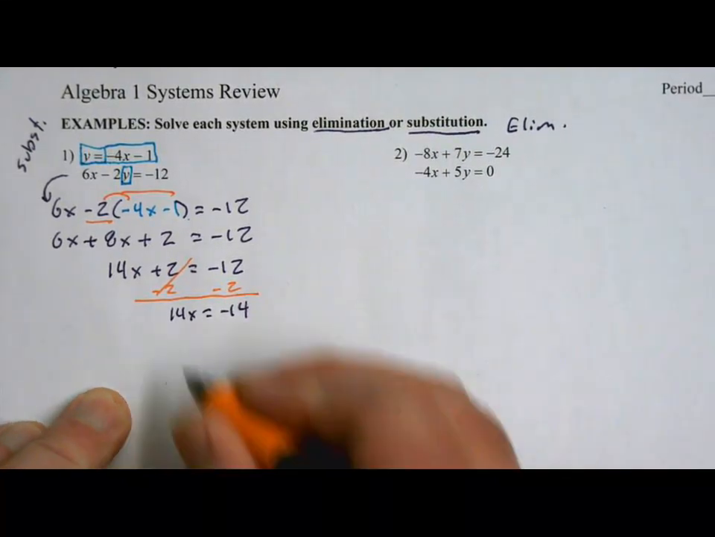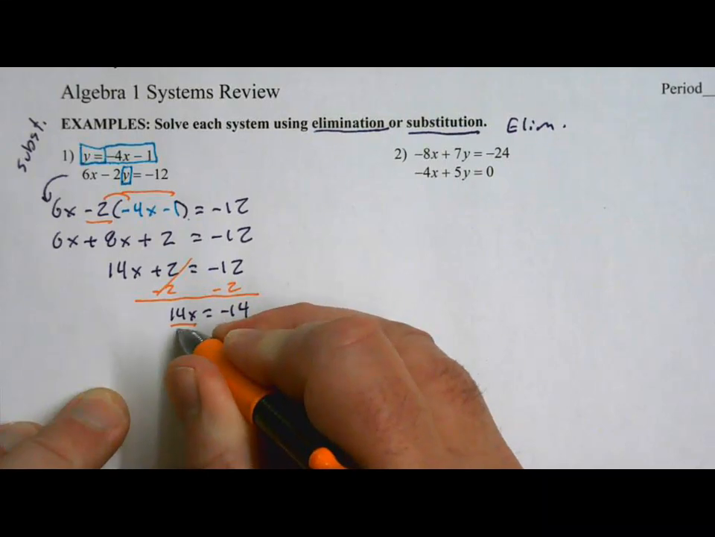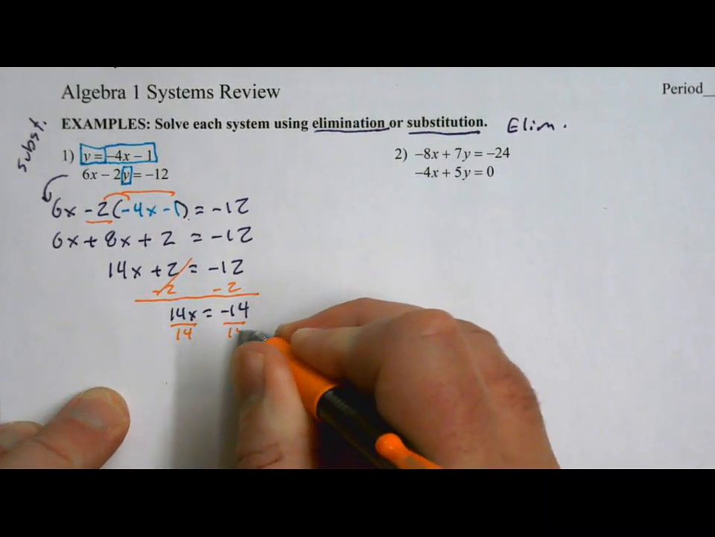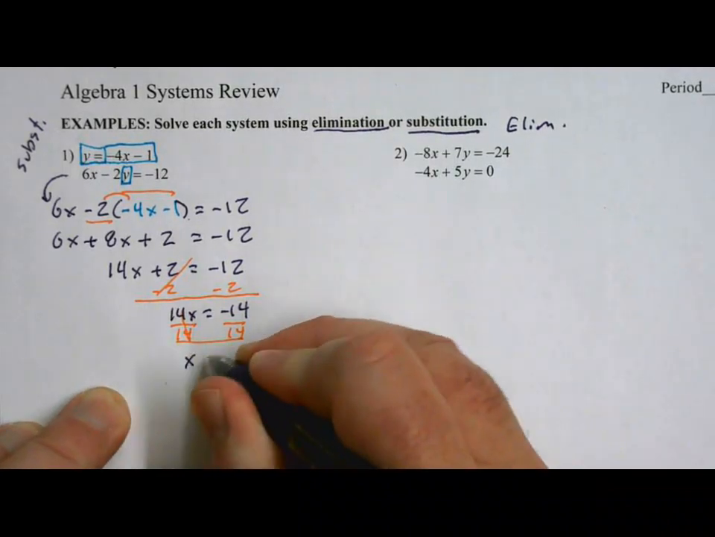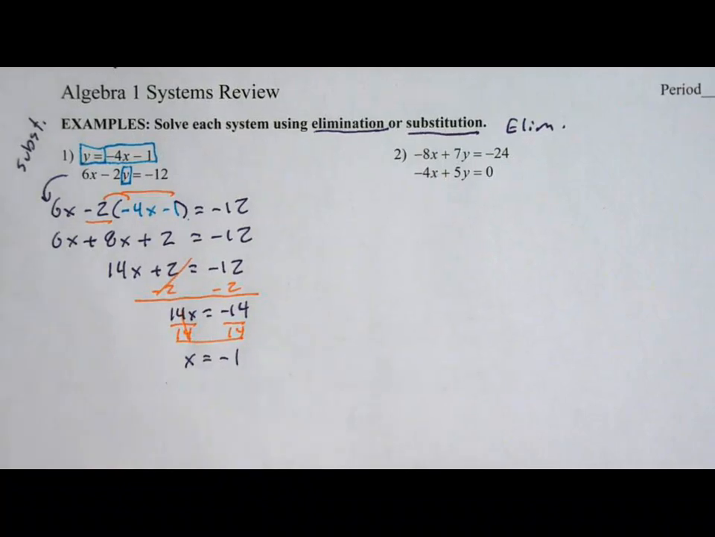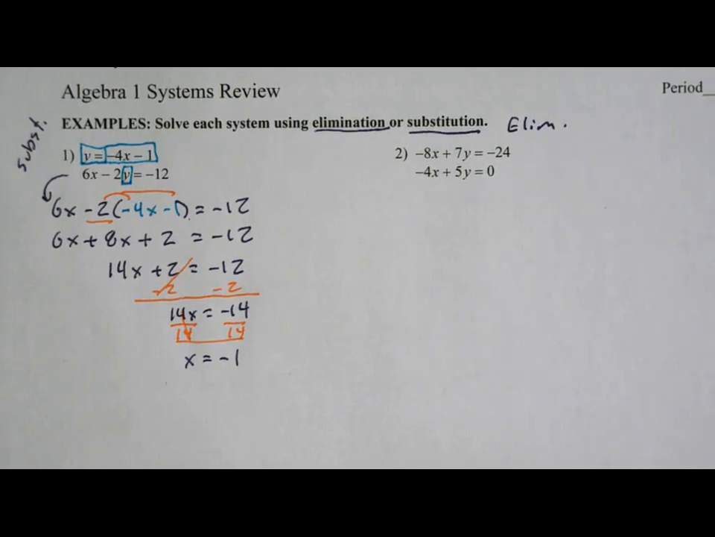And one final step to get rid of this 14. That 14 is multiplying by the x, so we'll divide on both sides by 14 to get x equals negative 1. Now we're not finished yet because I still need a value for y. So I've got half of my solution.